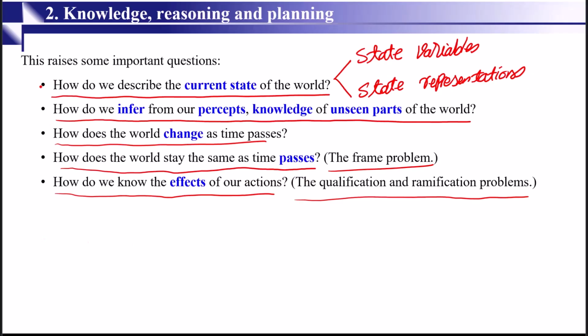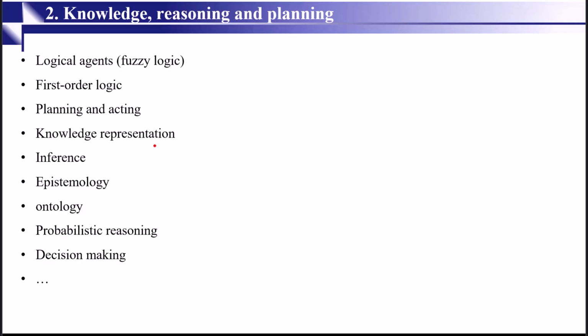These questions are fundamental to designing intelligent systems that can reason about the world, make decisions, and plan effectively. While these issues pose significant challenges in AI, they also lead to deep insight into knowledge representation, reasoning, and the complexities of modeling dynamic environments. Here are some keywords in this branch: knowledge, reasoning, and planning.